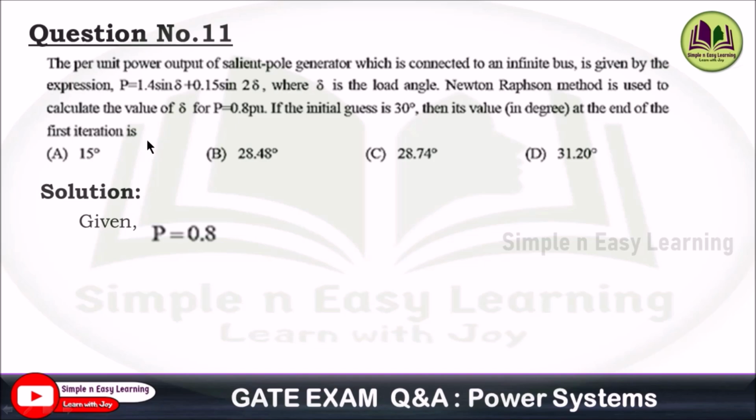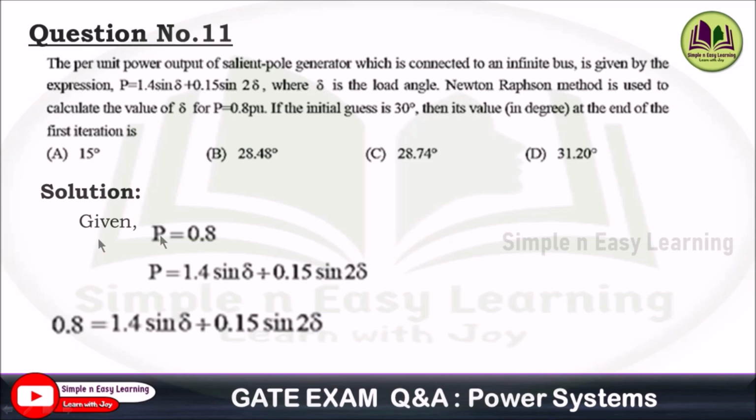Solution. The given value P is equal to 0.8 per unit and the expression is P equal to 1.4 sin del plus 0.15 sin 2 del. So, we can equate this: 0.8 equal to 1.4 sin del plus 0.15 sin 2 del. Now, the function of del will be equal to this whole equation. Taking this 0.8 to this side, it becomes minus 0.8. So, f of del equal to 1.4 sin del plus 0.15 sin 2 del minus 0.8.